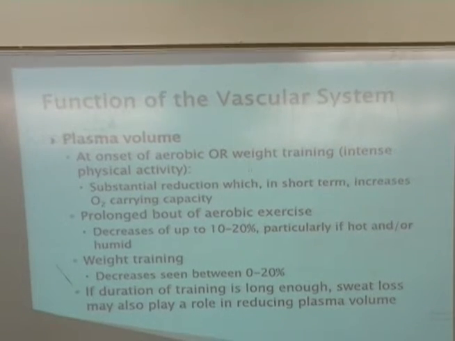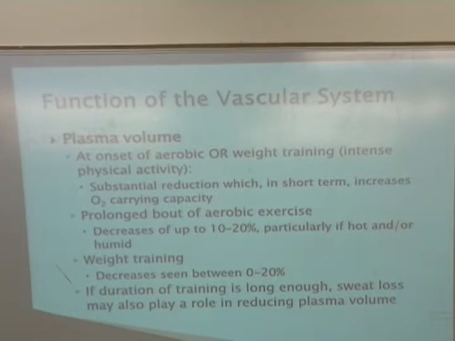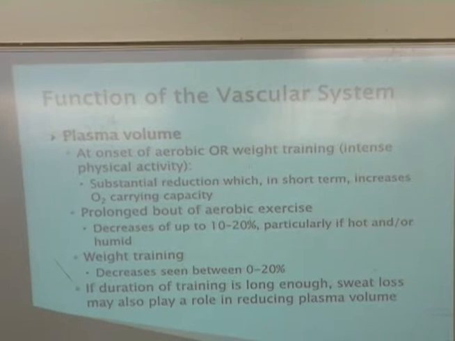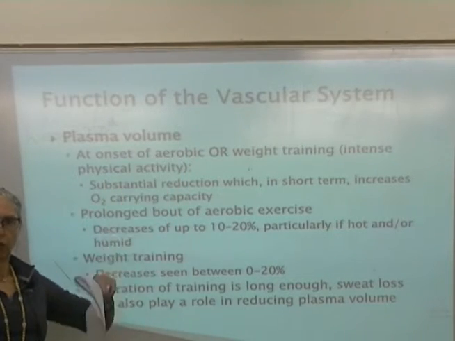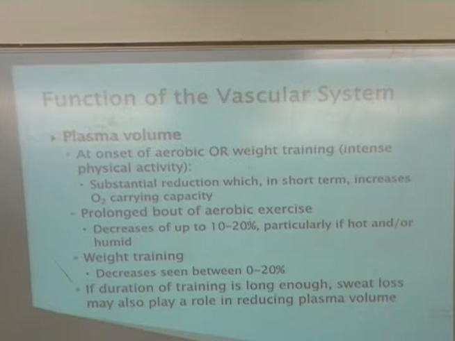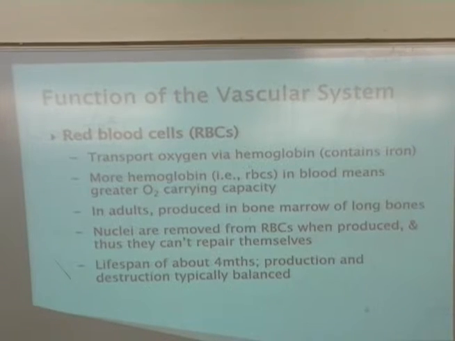So if they take some blood work, athletes may be identified as having anemia, when actually what's happened is their plasma volume over time has increased, and it makes it look like their red blood cells are thin, when actually it's that they've got all this additional plasma volume, because the chronic effect of training is an increase in plasma volume.